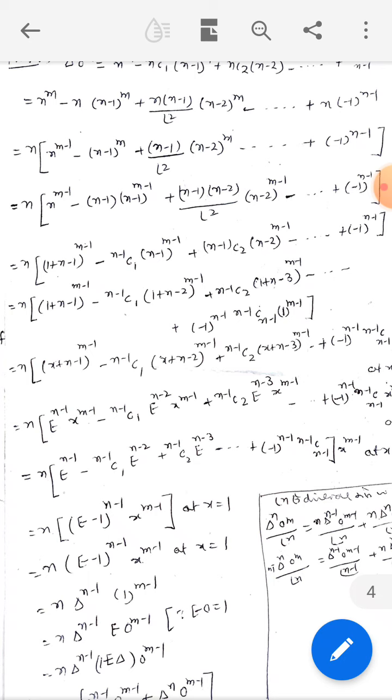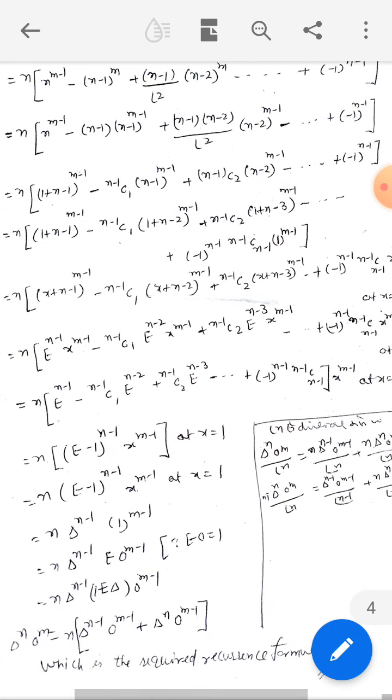Taking n common, this is equal to n into n^(m minus 1) minus (n minus 1)^m plus (n minus 1) upon factorial 2 into (n minus 2)^m minus, and so on, plus (minus 1)^(n minus 1). Taking n common again, this is equal to n into n^(m minus 1) minus (n minus 1) into (n minus 1)^(m minus 1) plus (n minus 1)(n minus 2) upon factorial 2 into (n minus 2)^(m minus 1) minus the further terms similarly.